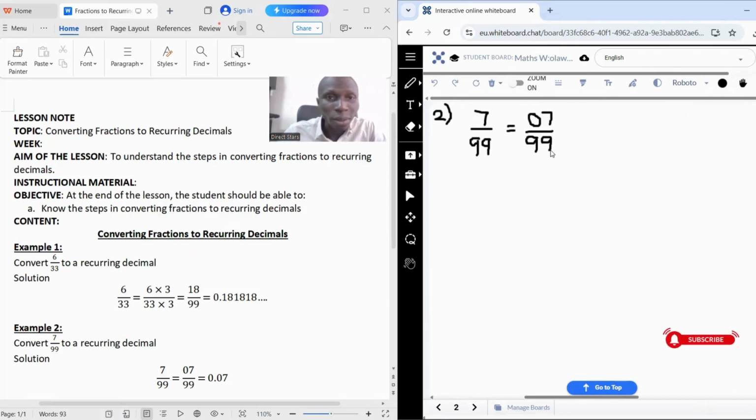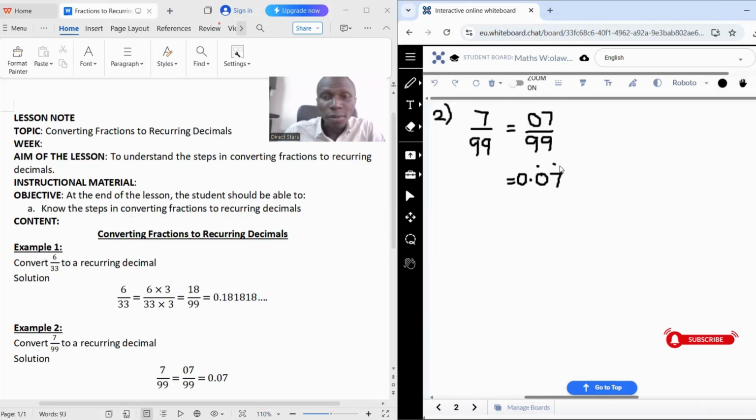So if you want to write this now in form of a recurring decimal, you're just going to write the denominator, which is 0.7. And then we're going to put our decimal point there, 0.07. Then for us to know that this is a recurring decimal, we're going to have a point or a dot on top of the digits.